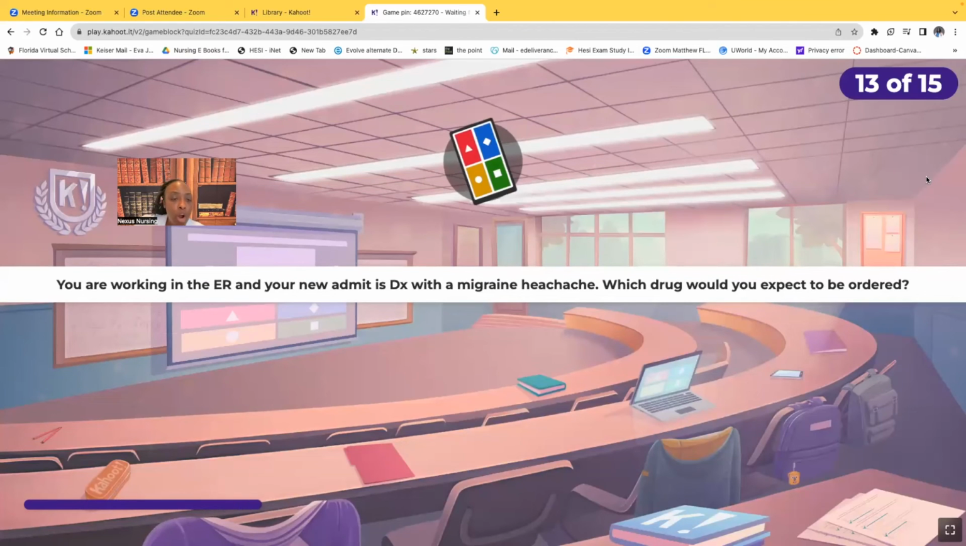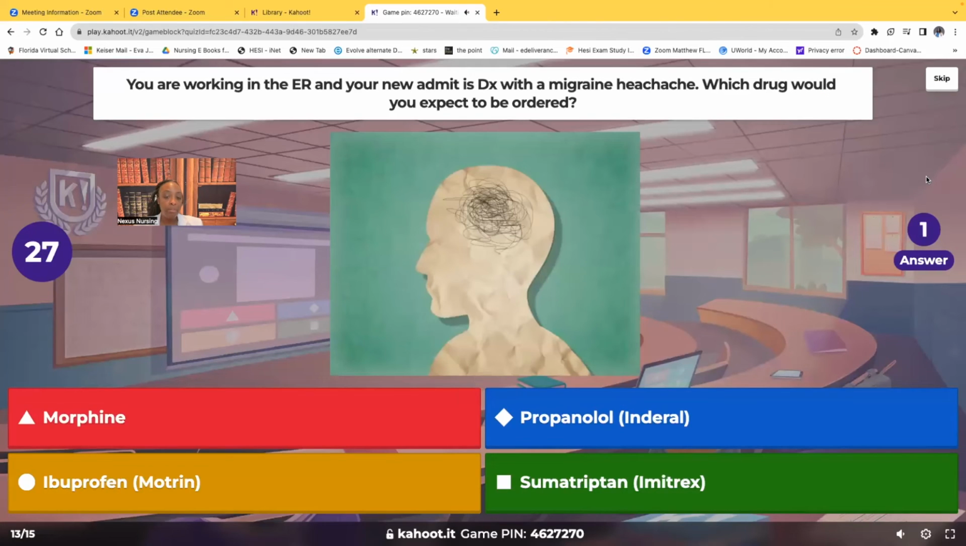You're working in the ER and your new admit is diagnosed with a migraine headache. What drug do you expect to be ordered? Morphine, propranolol, ibuprofen, or sumatriptan? You're working in the ER, your patient's diagnosed with a migraine headache. Which medication do you expect to be ordered?